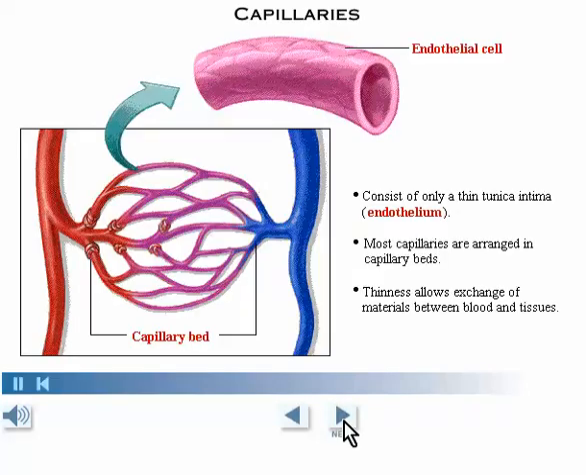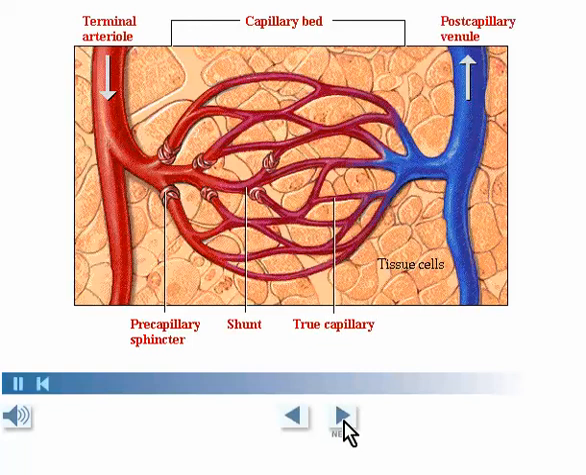Capillaries consist of only a thin tunica intima, allowing exchange of materials between blood and tissues. Blood flow regulation occurs at the capillary beds. The terminal arteriole brings blood to the capillary bed. The shunt is a short vessel that directly connects the feeder arteriole and the postcapillary venule at the opposite end of the bed. Exchanges of materials take place between tissue cells and the blood in the true capillaries.